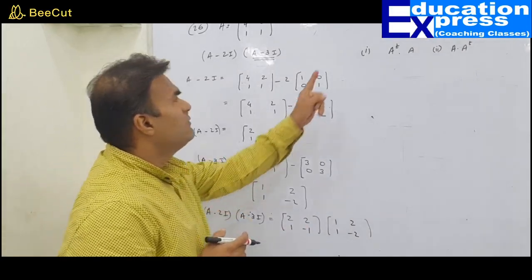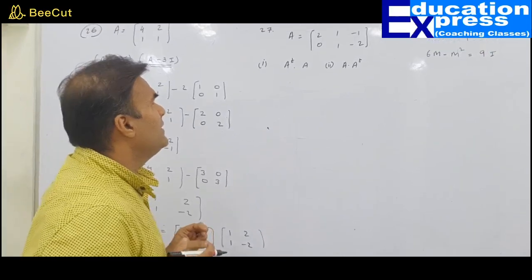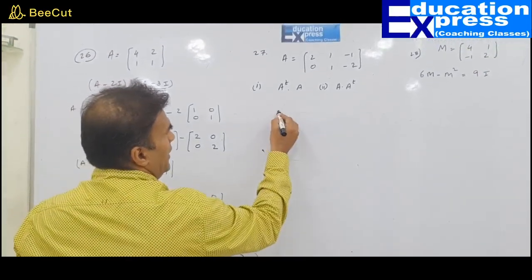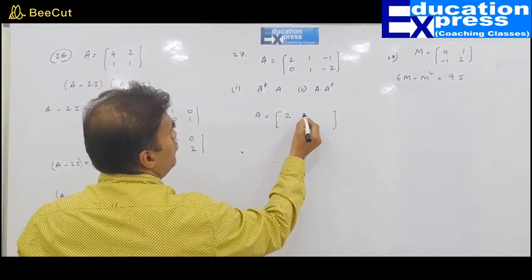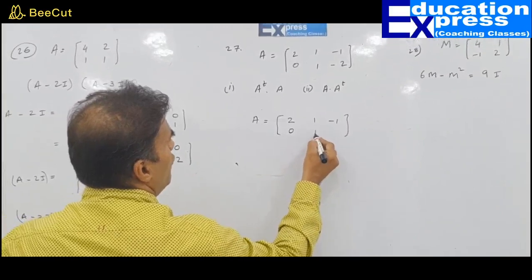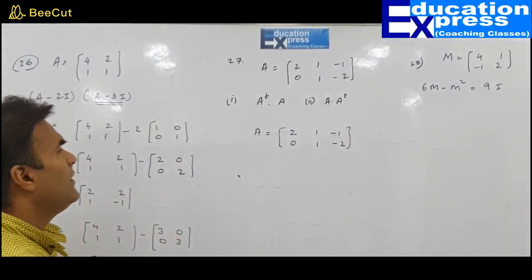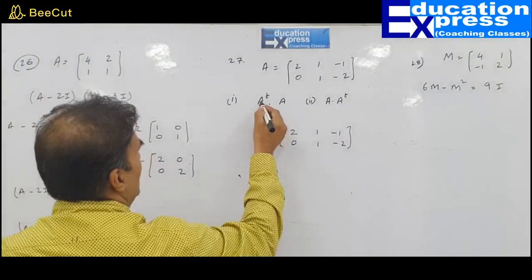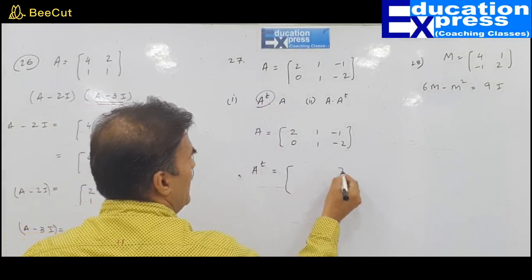Have a look at question number 27. Question number 27, again, little different from the usual question. A is 2, 1, minus 1; 0, 1, minus 2. What is asked of us? They are asking us: A raised to t means transpose of A. What is the transpose of A?